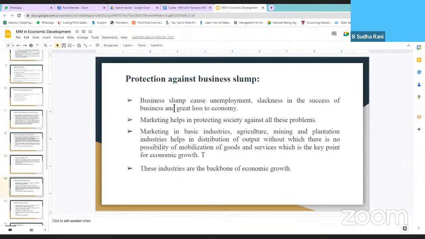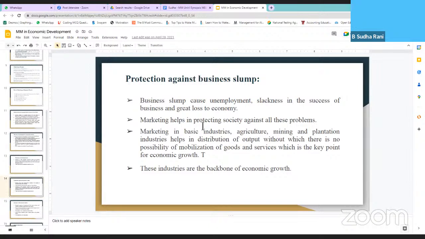Next, protection against business slump. Business slump means the success of a business is going to decrease, and there is a great loss. If there is a business slump, it means depression, a decrease. During COVID, many businesses closed, because people were asked not to come out and roam on the roads and do shopping and all.